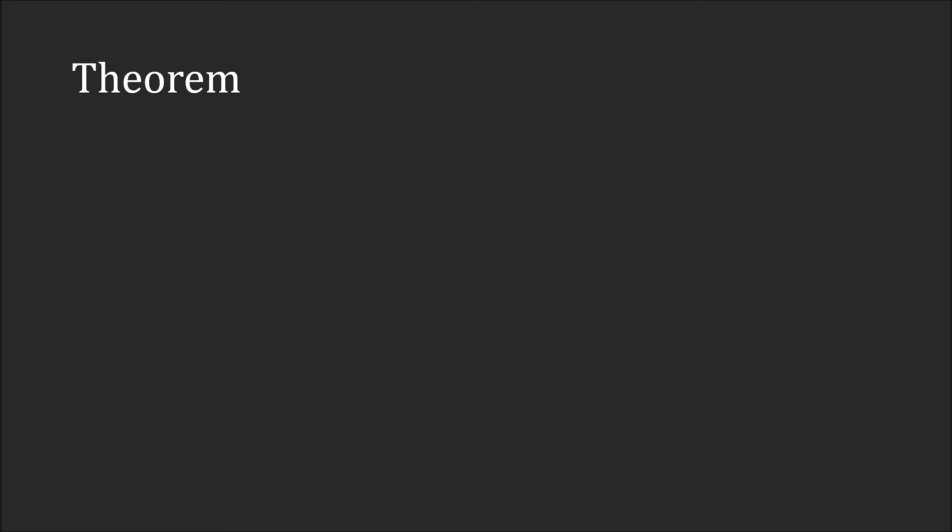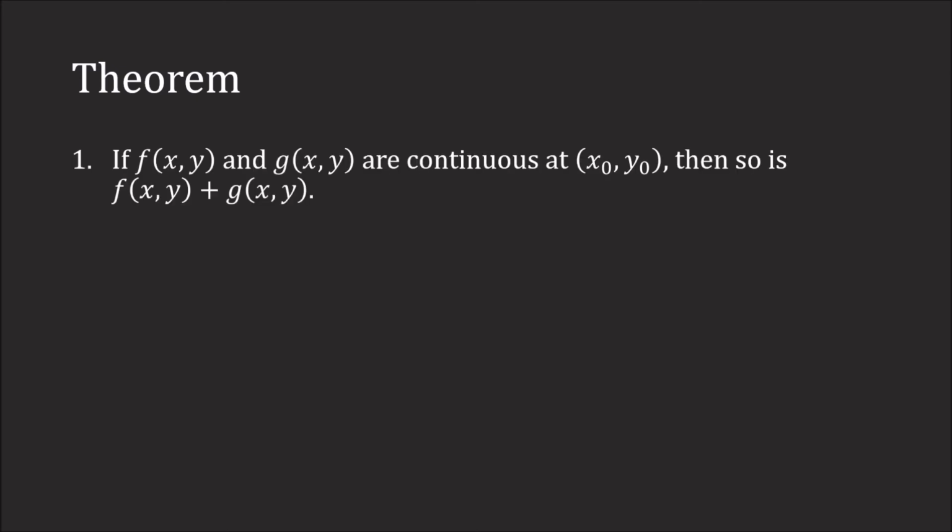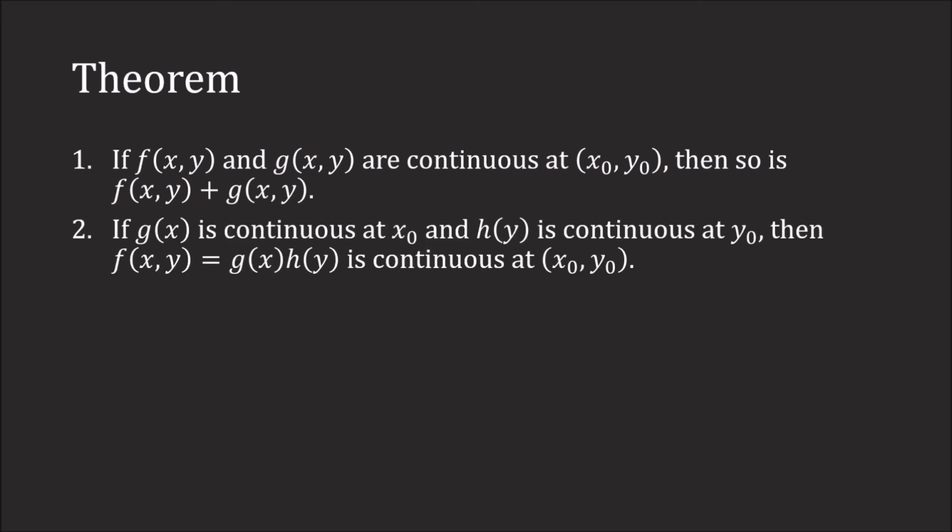All right, so a theorem, there's actually 3 parts to this theorem. First, if f and g are continuous at x naught, y naught, then so is their sum. If g of x is continuous at x naught and h of y is continuous at y naught, then the function defined as g of x times h of y is continuous at x naught, y naught.